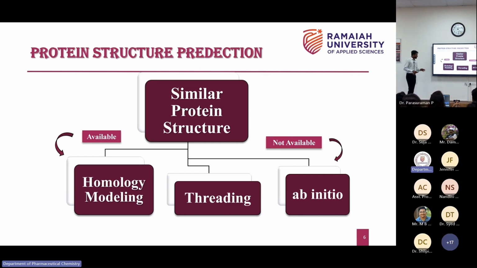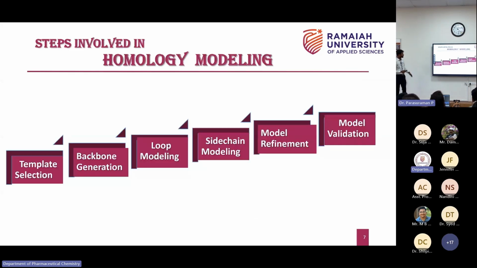Threading is another protein prediction method, where we take the folds of proteins and compare them with our target protein. By comparing with that target protein, we'll build up our own 3D structure. So these are the steps we'll go through in homology modeling: template selection, backbone generation, loop modeling, followed by sidechain modeling, model refinement, and model validation.